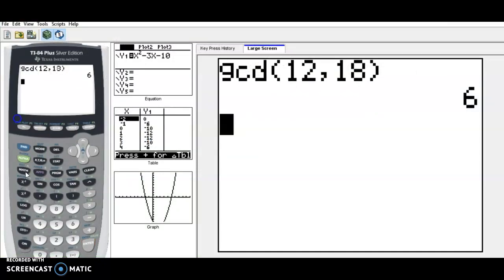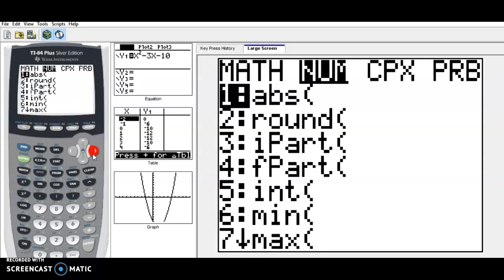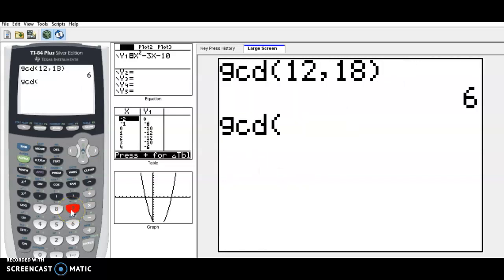So again, press the math button. You got to go over 1 to the NUM. You see how the black is now highlighting NUM? And then we want to go down to number 9. I'm just going to press 9 and it will bring me right to it. It was 14 and 21. So 14 comma 21, close the parenthesis.